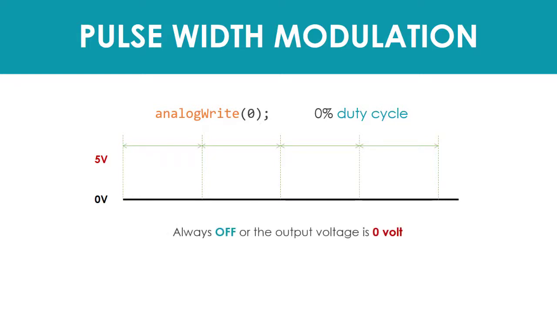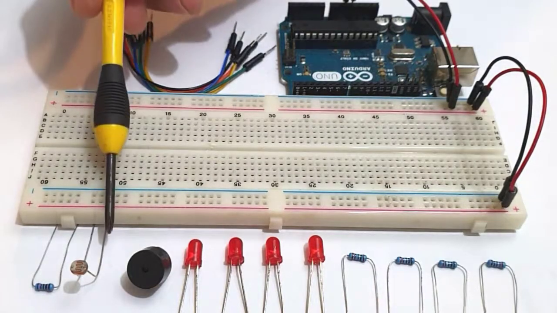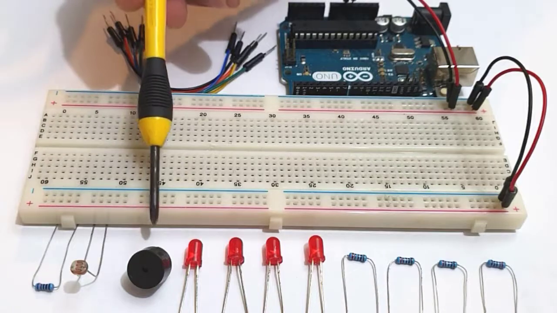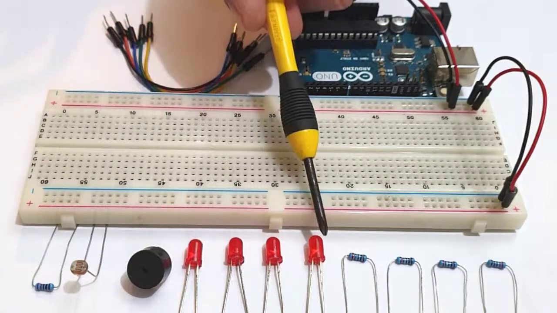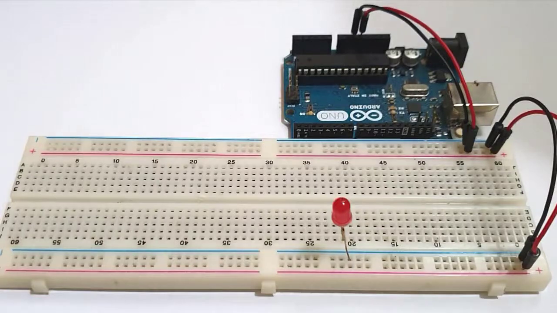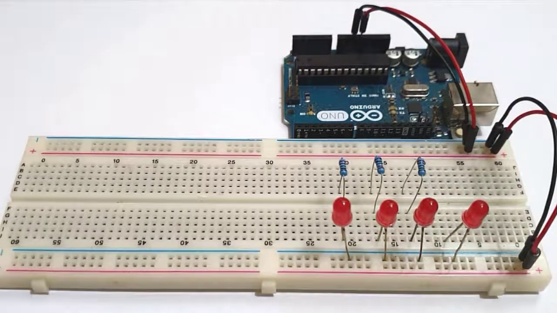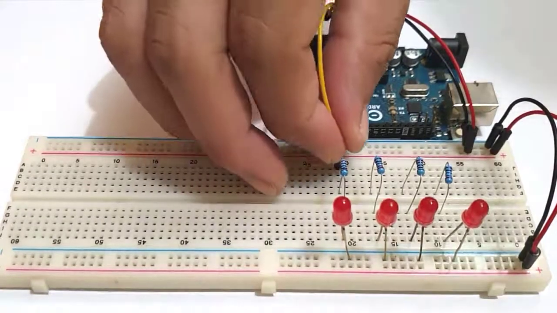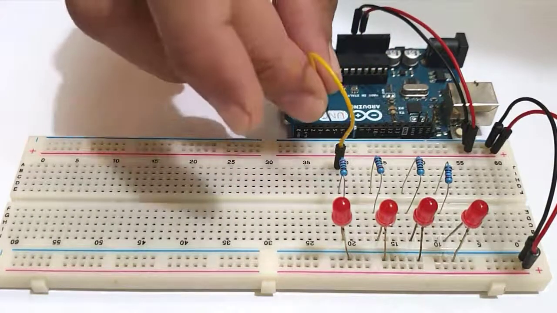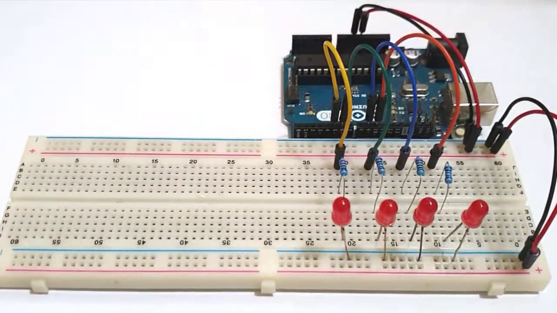To illustrate this concept, we will be needing the following materials: an LDR, a 10 kilo ohm resistor, a piezo buzzer, 4 LEDs, and 4 220 ohm resistors, your Uno board, and a couple of connecting wires. Let us connect the 4 LEDs in series with the 220 ohm resistors. And then, we'll use the PWM pins 5, 6, 9, and 10 of the Arduino Uno board to control these LEDs.